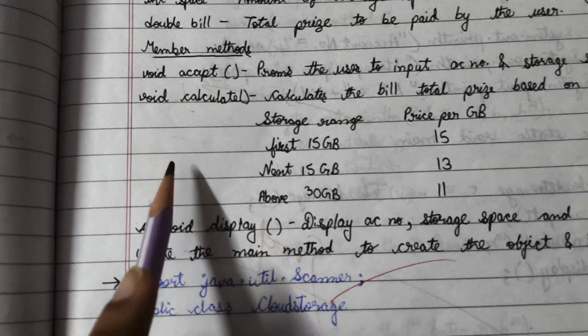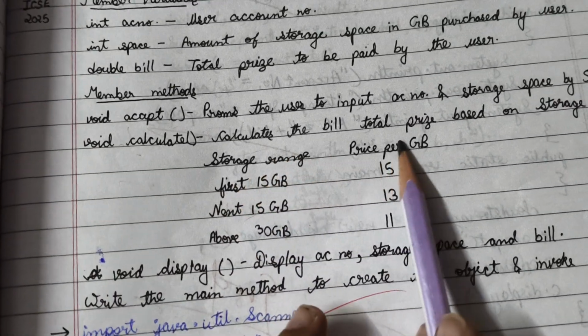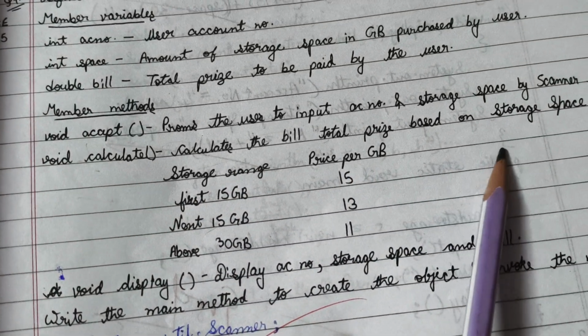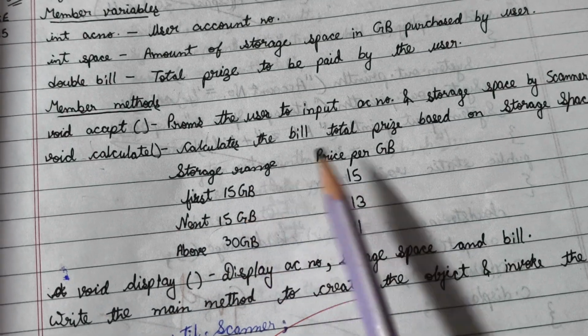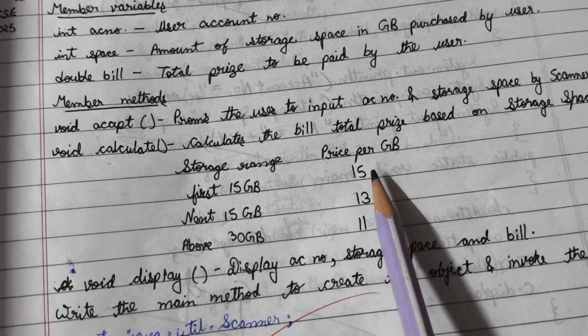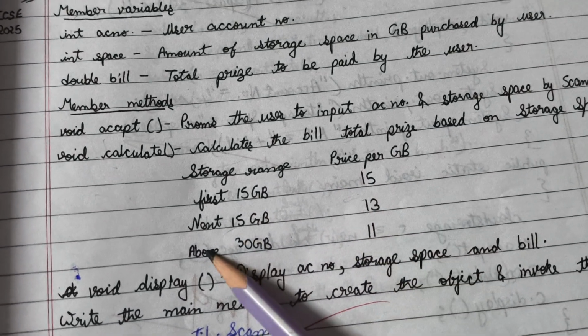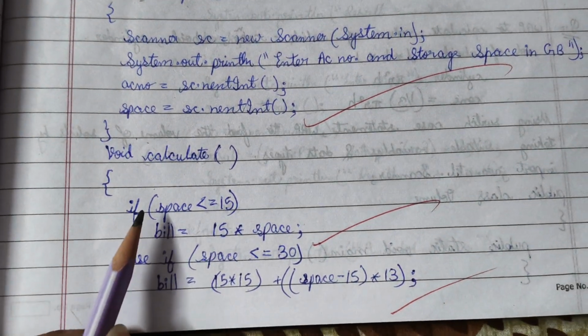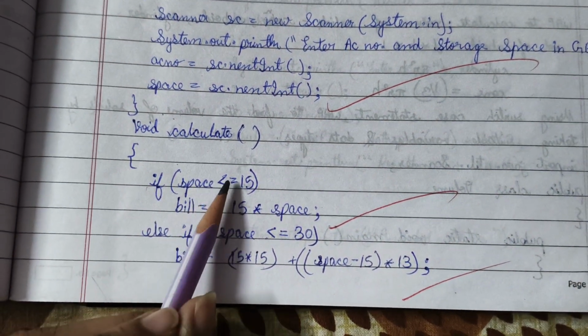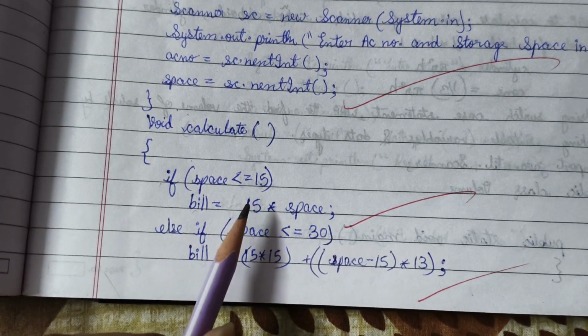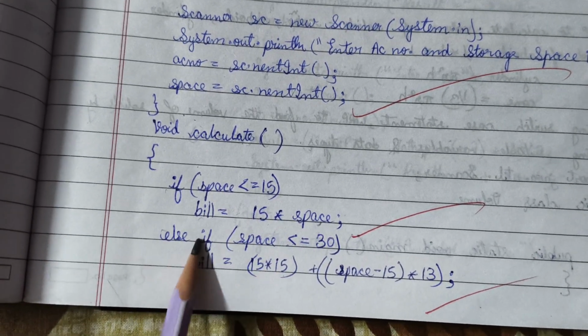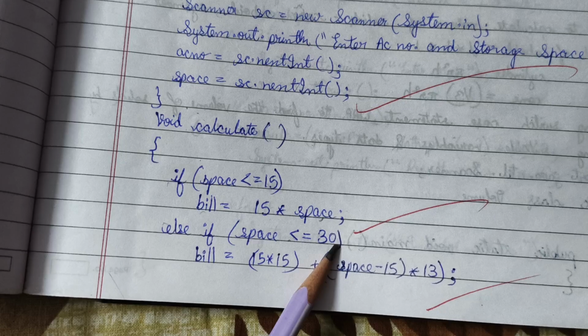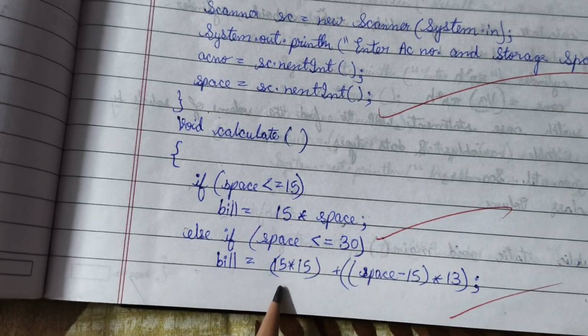Now in the second they're telling us to calculate the bill on the storage stage, like if it is the first 15 GB the price will be 15 per GB, for the next 15, 13. So this concept we have already studied in class 9th. If space is less than or equal to 15, bill will be 15 into space. Else if space is less than or equal to 30, then bill will be, see, 15 into 15.